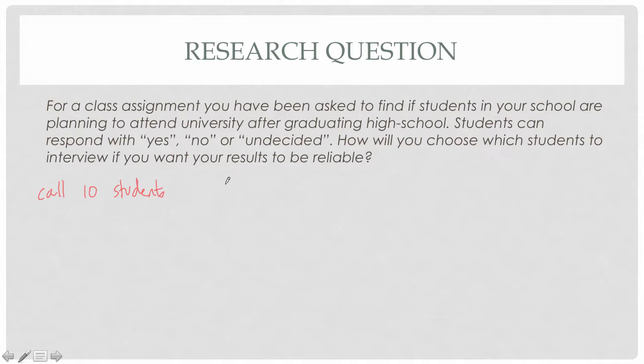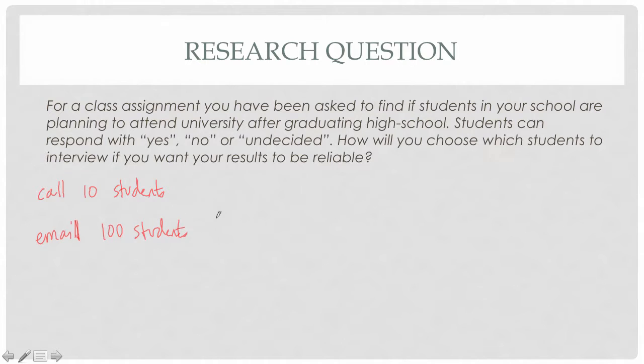This is the idea that we want random. We don't want any bias. We don't want the way we're asking questions or who we're getting information from to be slanted in a certain sort of way. All right, so how do we call? We could call 10 students. We could email 100 students.